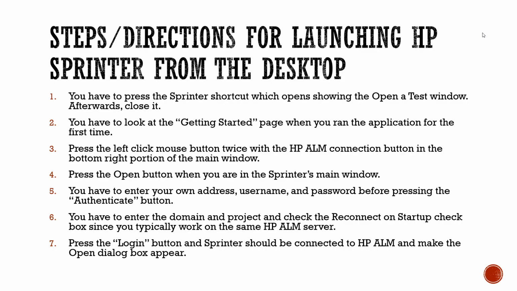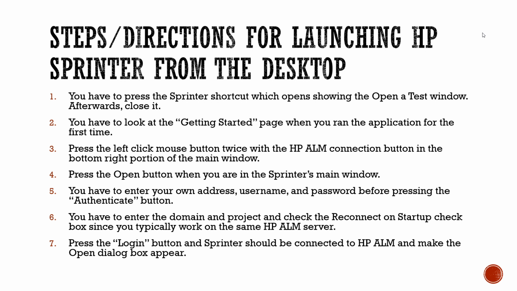Steps or directions for launching HP Sprinter from the desktop. Step 1. Press the Sprinter shortcut, which opens the open a test window. Afterwards, close it. Step 2. Look at the Getting Started page when you run the application for the first time. Step 3. Left click twice on the HP ALM connection button in the bottom right portion of the main window.